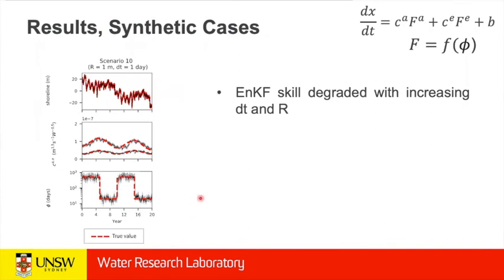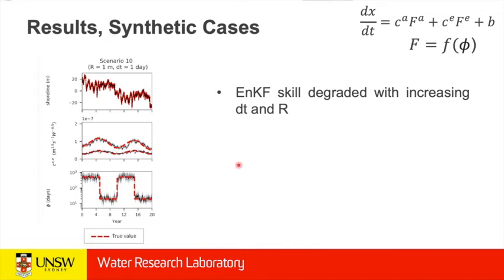So going to the results in the synthetic cases, in this figure, from top to bottom, I'm showing you shoreline time series, the magnitude rate parameters CA and CE, and the phi term for the most complex scenario, scenario 10. In black is the ensemble Kalman filter estimation, and in red, the true synthetic values. So we can see that even for the most complex case, the ensemble Kalman filter is able to estimate time-varying parametrizations across the 20 years of data.